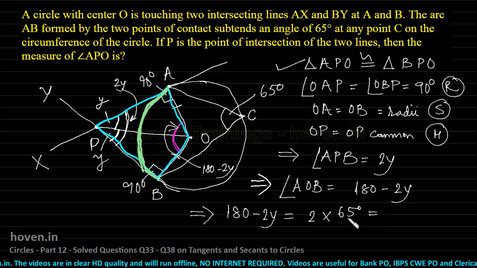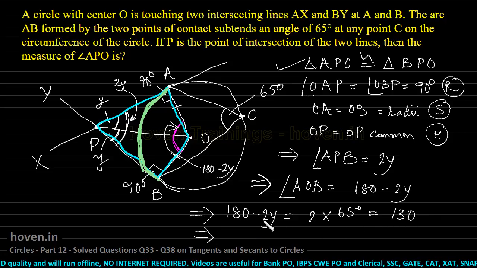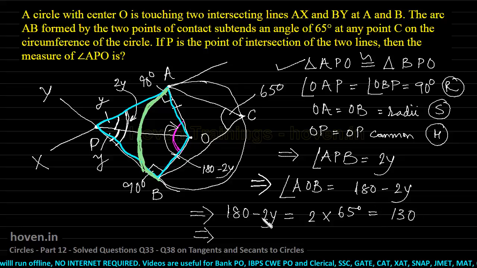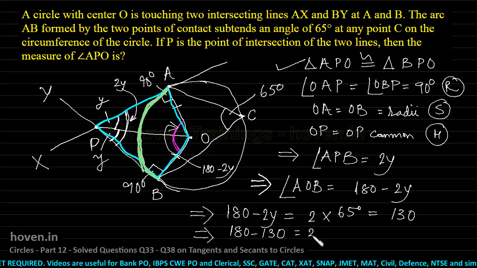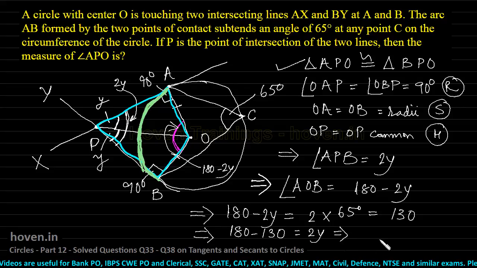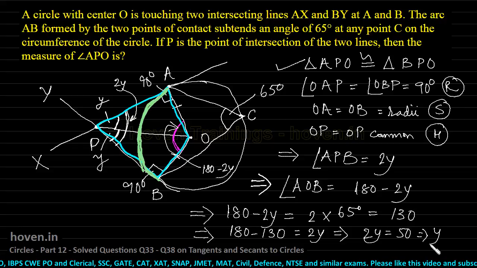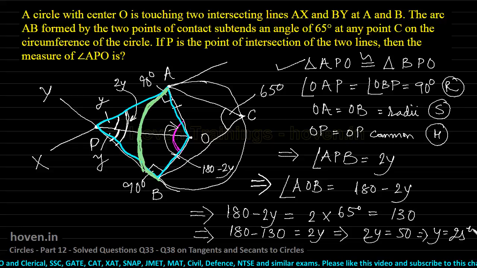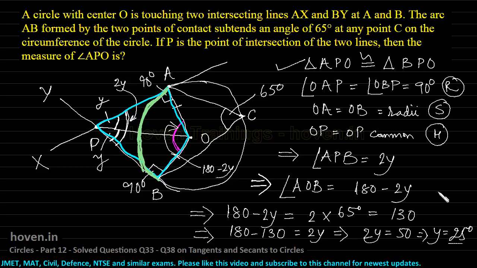That is, it should be 130, which implies, now we can take 2y to the other side and 130 to this side. 180 minus 130 should be equal to 2y, which implies 2y should be equal to 50, which implies y should be equal to 25 degrees. In this question, we had to use so many concepts of geometry for the circles. Let us move on to our next question now.